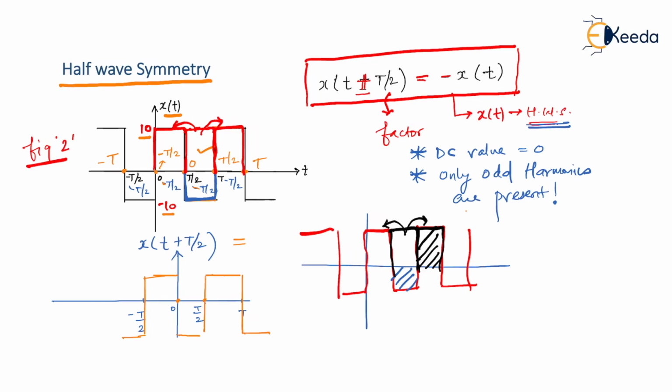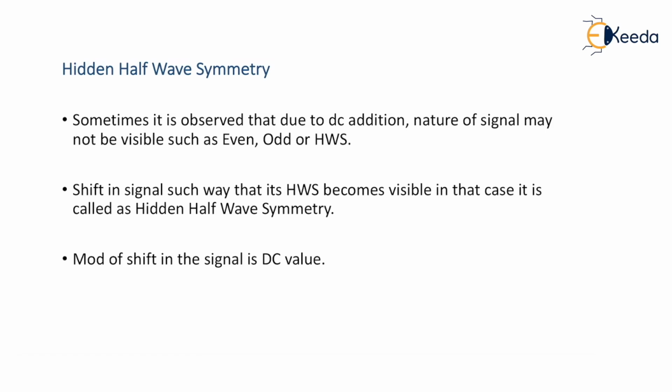Otherwise, you'll end up wasting your time following this procedure, that is, shifting the given signal by plus or minus T by 2, and also multiplying the given x of t with -1, and then checking whether the two results are the same or not. If they are the same, it is half wave symmetry. If they are not the same, then it is not half wave symmetry. So in a way, you are going to waste your time, and as I keep on saying, in GATE, time is money for you. So this is a new concept we are now going to learn, that is hidden half wave symmetry. Before we go to hidden half wave symmetry, let us summarize what half wave symmetry means.